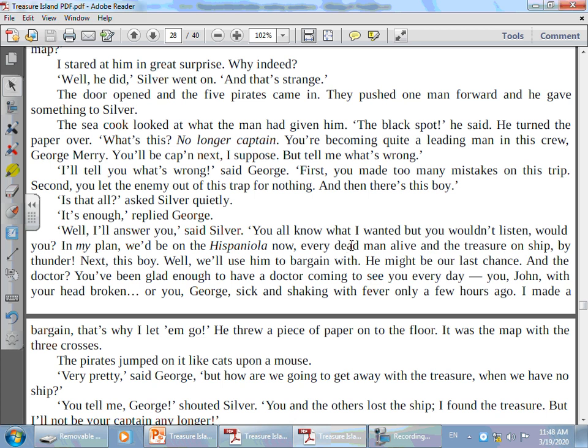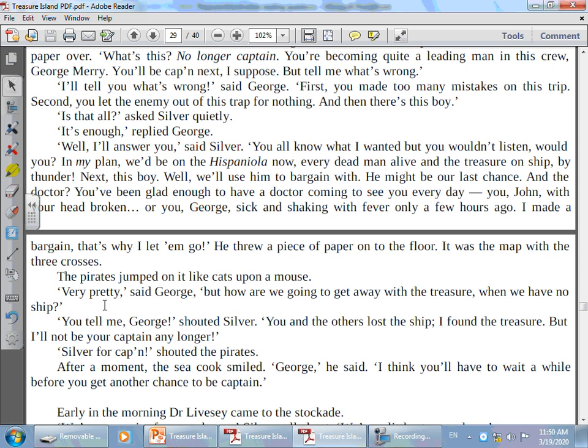"Well, I'll answer you," said Silver. "You all know what I wanted, but you wouldn't listen. Would you? In my plan we would be on the Hispaniola now, every dead man alive and the treasure on ship. By thunder. Next, this boy. Well, we'll use him to bargain with. He might be our last chance. And the doctor. You have been glad enough to have a doctor coming to see you every day. You, John, with your head broken. Or you, George, sick and shaking with fever only a few hours ago. I made a bargain. That's why I let them go." He threw a piece of paper on the floor. It was the map with the three crosses. The pirates jumped on it like cats upon a mouse. "Very pretty," said George, "but how are we going to get away with the treasure when we have no ship?"